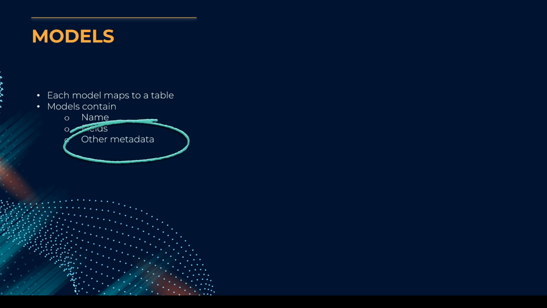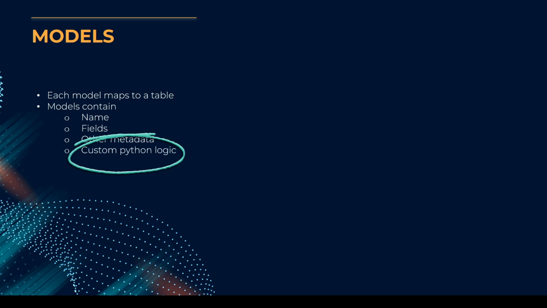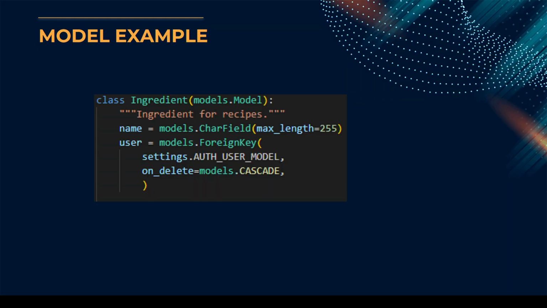And then you might have some other metadata, like maybe you want to have relationships between tables and things like that, and you can define them in your models as well, and then they're automatically translated into real tables in your database. Finally, if you want, you can add some custom Python logic. For example, if you want to execute some code every time you save or load a model instance, or if you want to add validation, you can include that in the Python code.